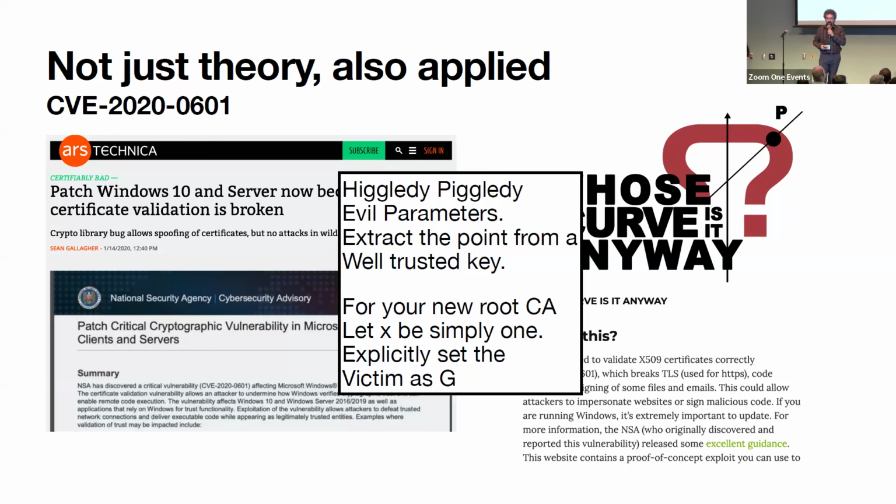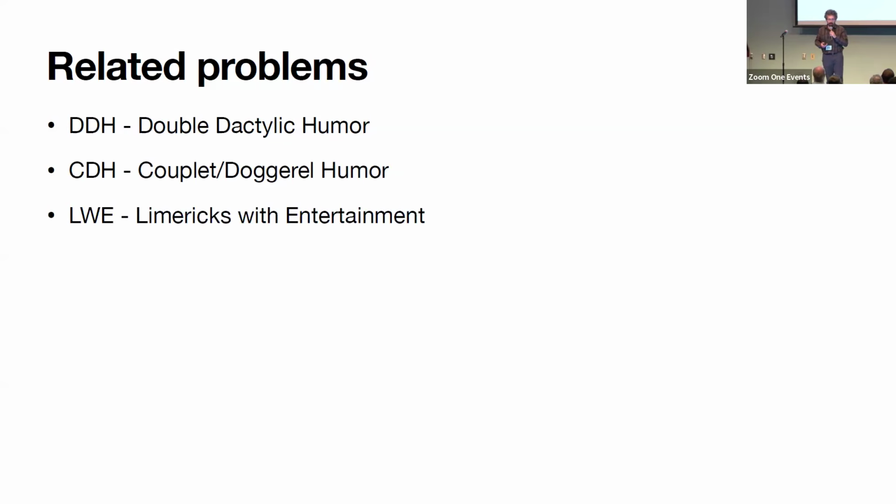So we have the DDH problem. And of course, there are related problems. There's CDH, or couplet doggerel humor. There's LWE, which is limericks with entertainment, and what I believe to be probably the hardest of all, the RSA problem, or recounting sonnets amusingly.